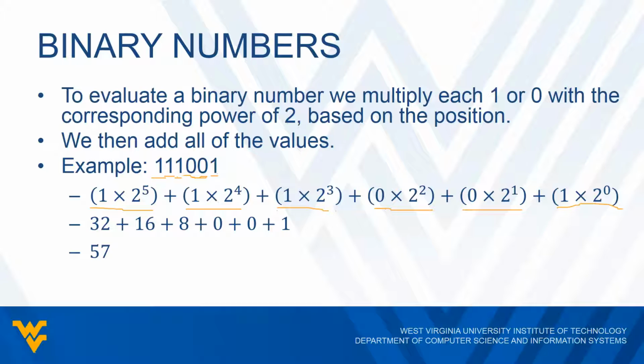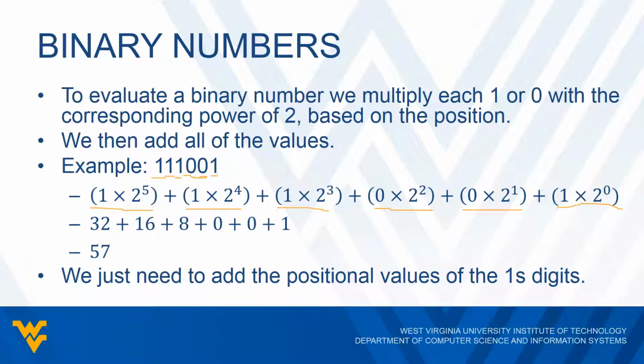Now, there is a second way that we can go about converting a binary number into its decimal equivalent. All we have to recognize is we just need to take the positional values of the ones digits and then just add up those positional values. Because notice that for the 2 zeros, we didn't add them to our sum. So the 2 power 2 and the 2 power 1 weren't included in our sum.